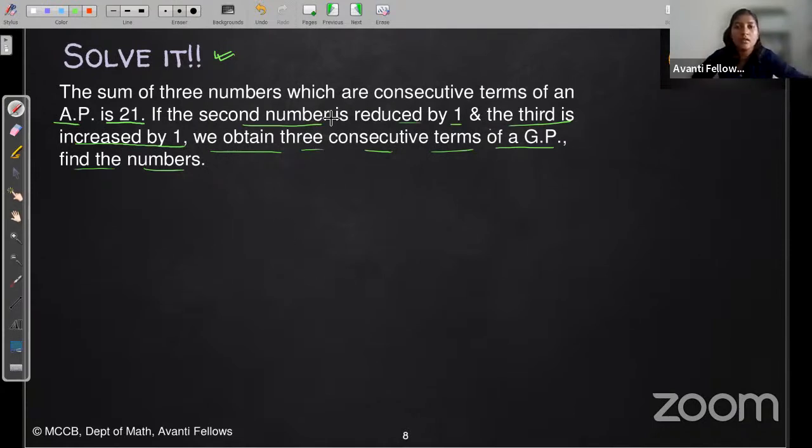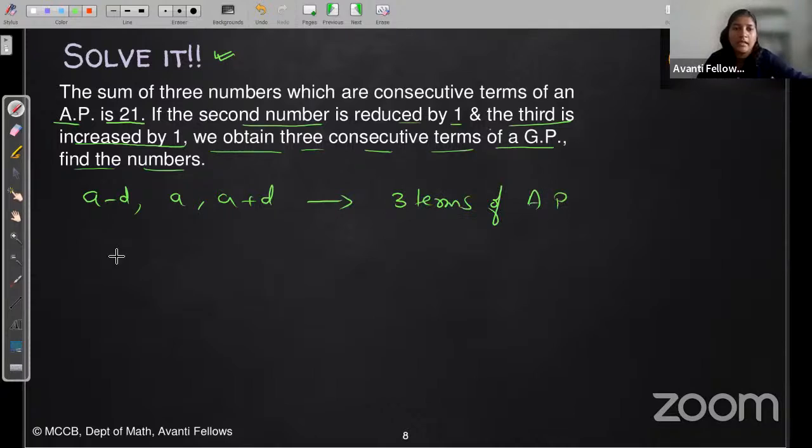As they said, these three terms are in AP. Previously, while discussing the properties of AP, we discussed: whenever they ask for three terms in AP, what are the three terms that we have to consider? Answer me in the chat box. So the three terms of AP that we consider are A minus D, A, A plus D.